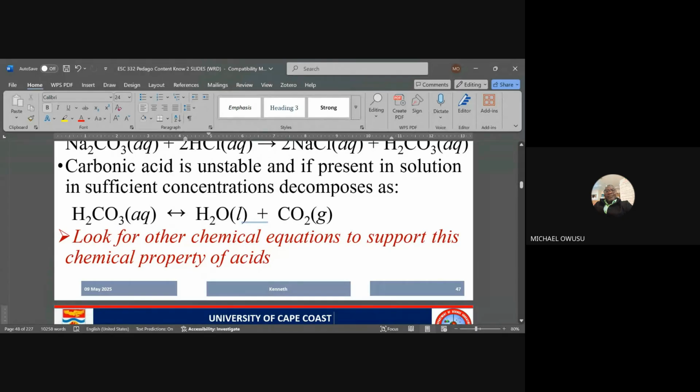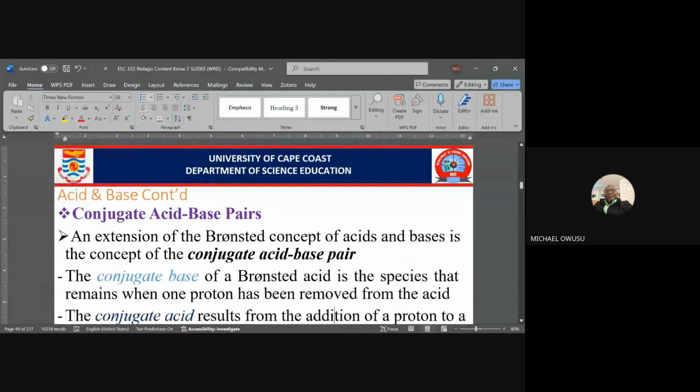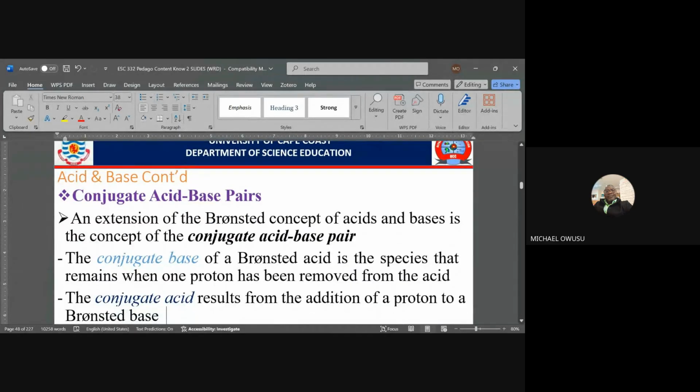So read the red highlighted one for me to see. Look for other chemical equations to support this chemical property of acids. That means work out so many of these examples so that you'll be used to it. That's good.